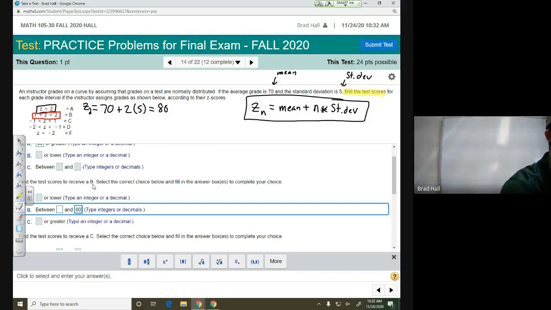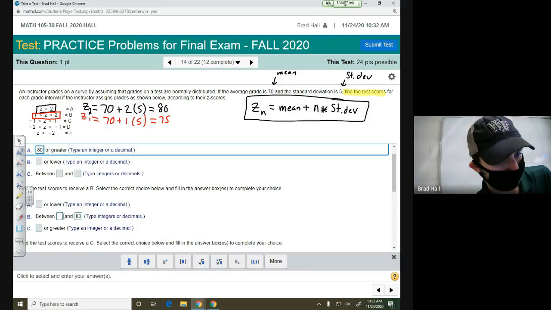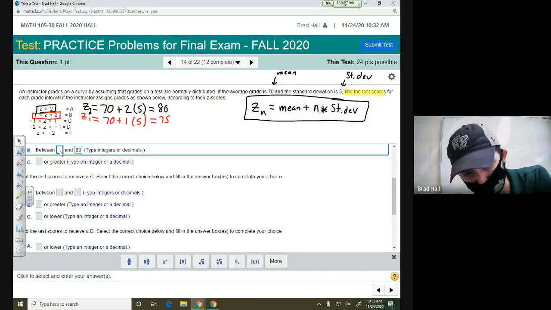So all we have to do is figure out a z-score of 1. The formula tells us we plug in 1 instead of 2, which tells us that it's 75. So a B grade is between 75 and 80.